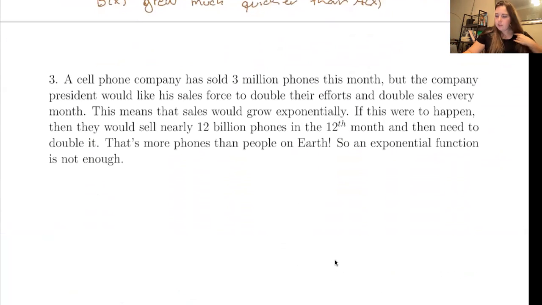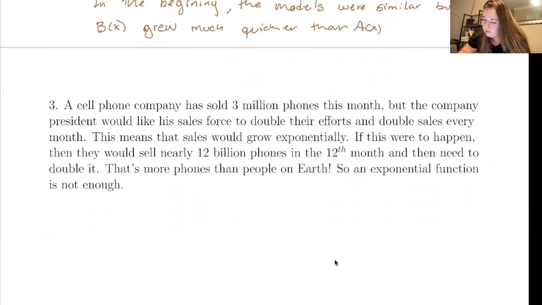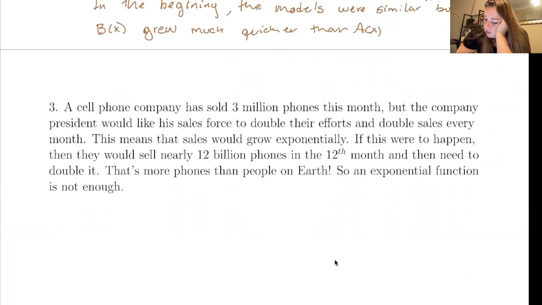So that leads us to our next type of problem. A cell phone company has sold 3 million phones this month. But the company president would like his sales force to double their efforts and double sales every month. This means that sales would grow exponentially, right? It's doubling for each specific time period, so it doubles per month.